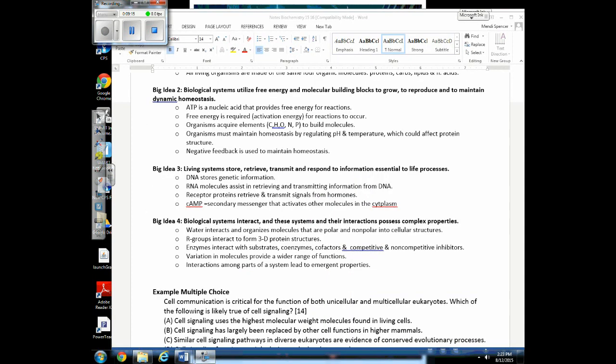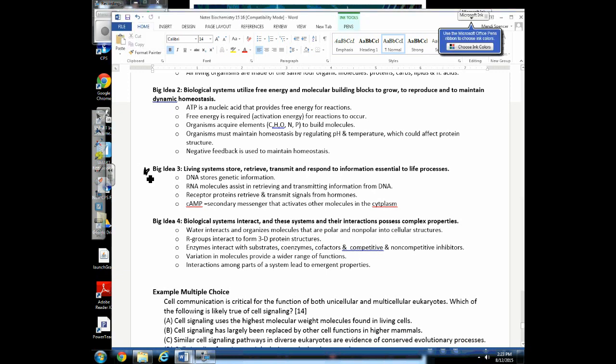Now, don't go digging through your notes for this page, but this is a page that is in your biochemistry note packet where we talked about the 4 big ideas. And I want to point out big idea 3, that living systems store, retrieve, transmit, and respond to information. So we've talked a lot about retrieval, as in receptor proteins retrieve information whenever some kind of signaling molecule binds to them. But I want to talk more in depth about the transmitting and the responding part. And I also mentioned that when you think of big idea 3, I want you to think of communication.